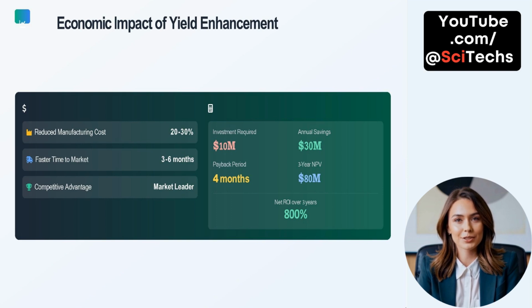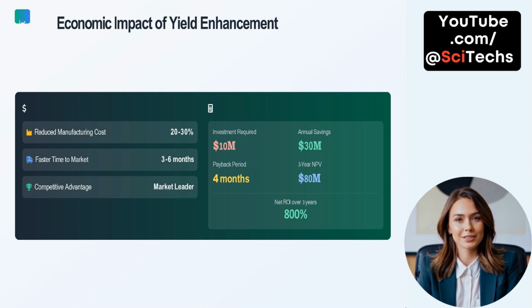Economic impact of yield enhancement. Yield enhancement offers substantial economic advantages across the semiconductor manufacturing landscape. First, it leads to a significant reduction in manufacturing costs, typically in the range of 20 to 30%. This cost reduction is achieved by improving the number of usable chips per wafer and minimizing the impact of defects, resulting in better material utilization and fewer discarded products.